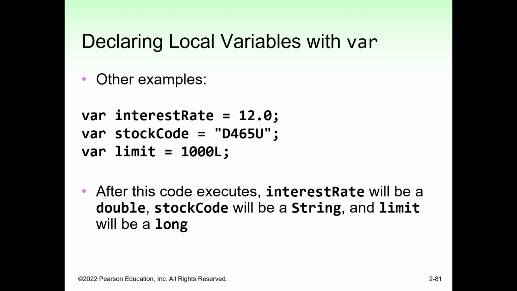Here are some other examples. See that in interest rate, we're assigning it 12, which is going to be a double. Then we're assigning stock code to a string, and we're assigning limit to a long, since we have an L at the end.